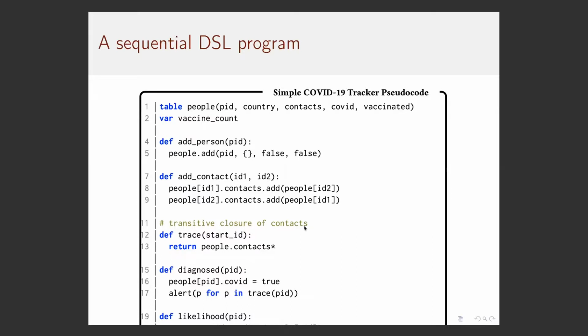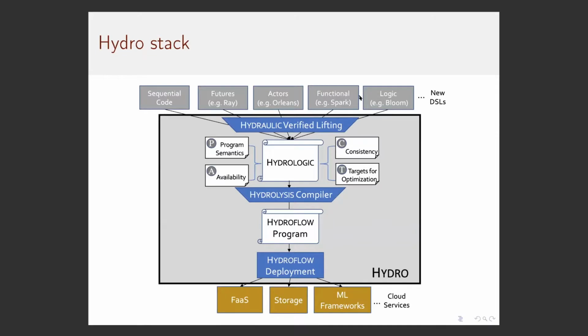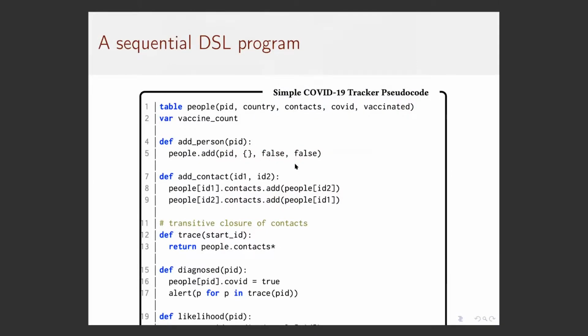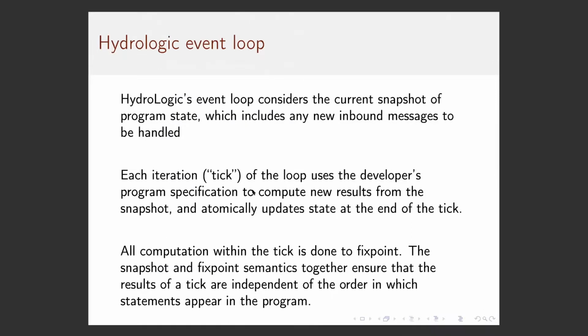So it gives a pseudocode example of a sequential DSL program that this would take. For example, one of them is sequential code, and it also gives pseudocode of the Hydrologic that's generated from this. This pseudocode will have a data structure called table and some functions, like a sequential program. The trick is that the lifter Hydrolog is going to compile this into an intermediate representation called Hydrologic.